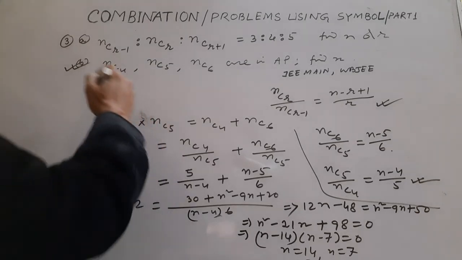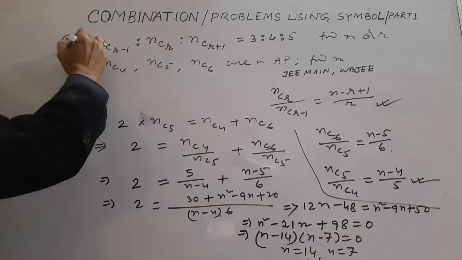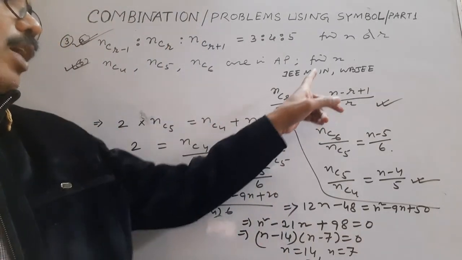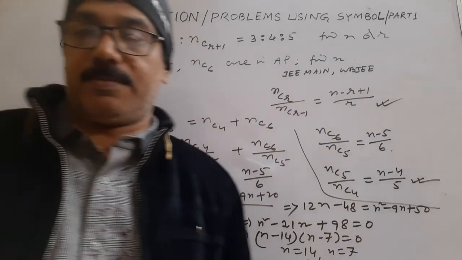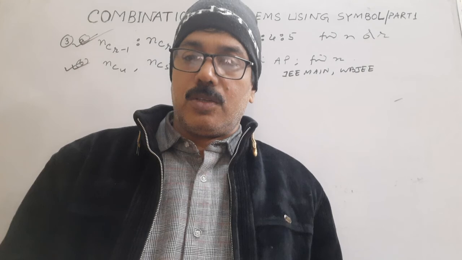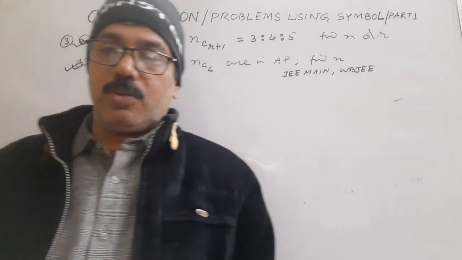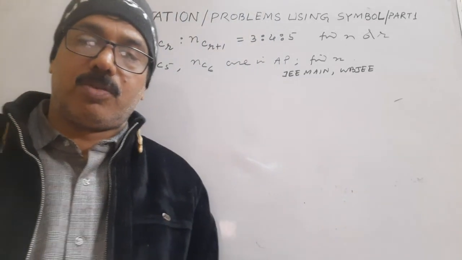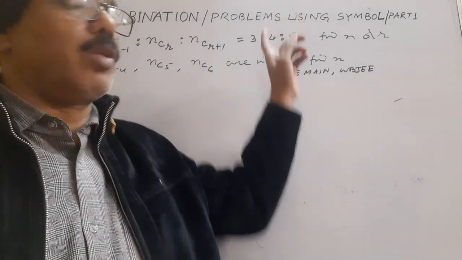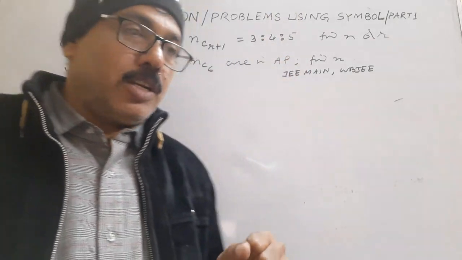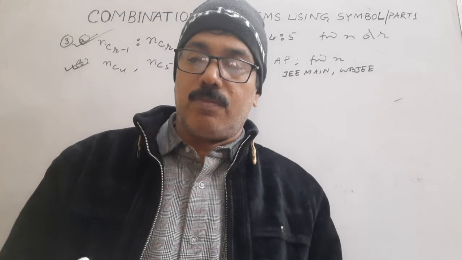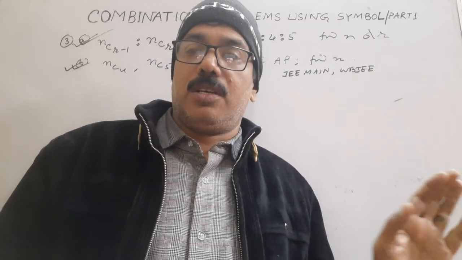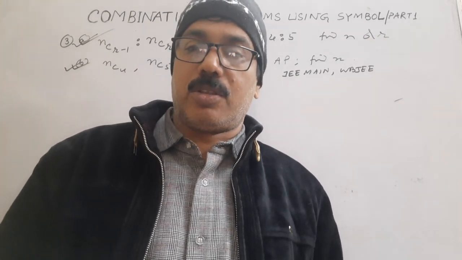So you practice and solve problem number 3a. This is of the same type, using this theory. Through this video, we have solved some important problems of combination relating to the symbol NC. In the next class, I will solve some more problems using this definition only, NCR. So thank you for today.